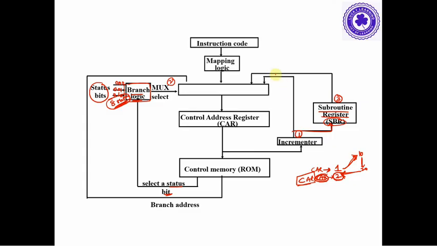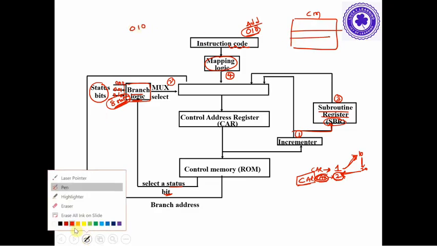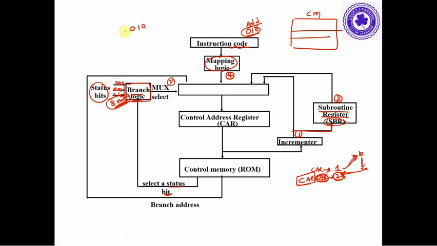That is, the instruction code is mapped with a mapping logic. Some logic is to be followed to map the operation code bits to an address in the control memory. Suppose the operation code bits are 010 and this is for addition. Addition will have one microprogram in the control memory, at which location? So these opcode bits will be used to map to an address in the control memory.